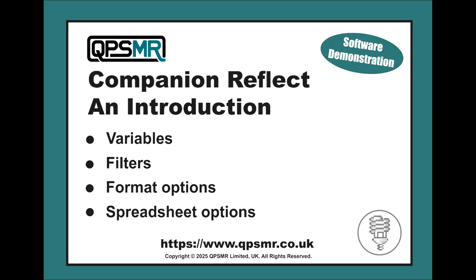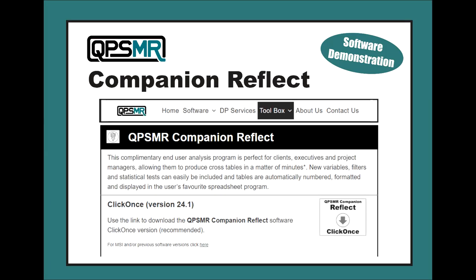In this first video, we will look at creating a top-line summary and running a set of cross tables. We will assume that you have already downloaded and installed the QPSMR Companion Reflect software, available free of charge by selecting Toolbox QPSMR Downloads from our website www.qpsmr.co.uk.